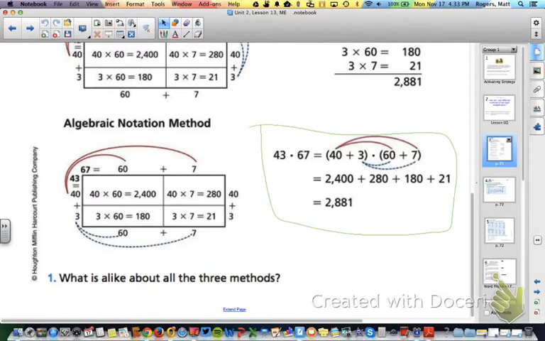So I have in our independent, our expanded problems, I have 40 plus 3 times 60 plus 7, and I show how I distribute the 40 onto the 60, 40 onto the 7, then the 3 onto the 60, and 3 onto the 7, which gives, again, the same four partial products. When I add them all up, we get the answer.